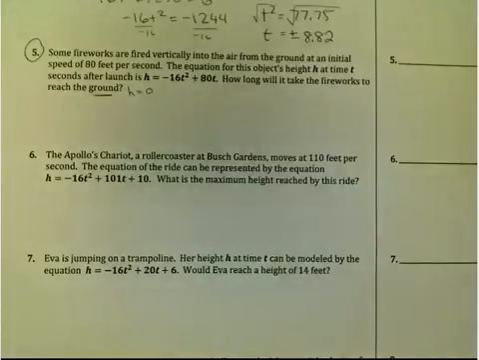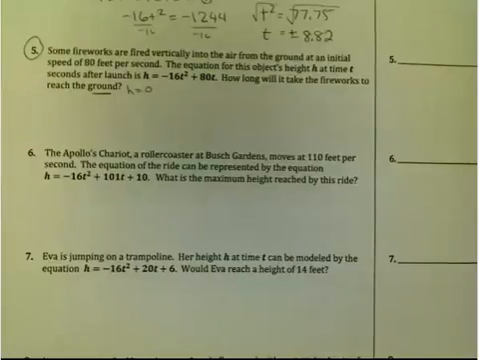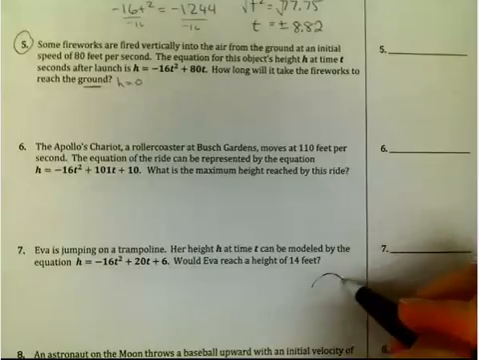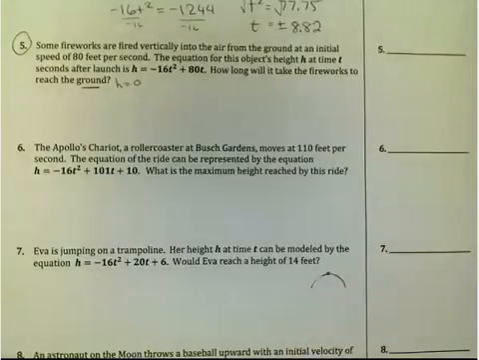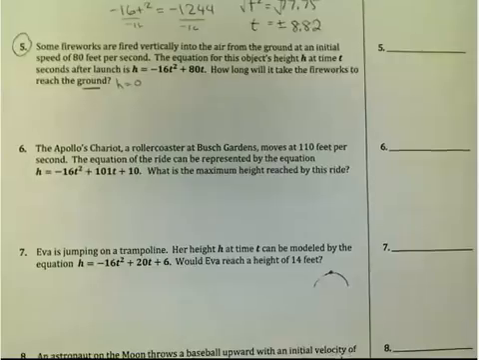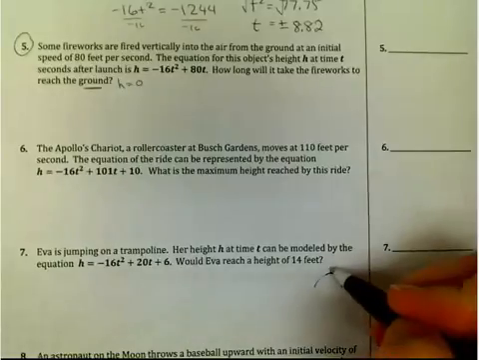All right, I'm going to jump down to number 7. It says Eva is jumping on a trampoline. Her height h at time t can be modeled by the equation. We're given the equation. Would Eva reach a height of 14 feet? So here, what we really need to find out is what is the max height she's going to reach. And then we want to see if it's above 14 or if it's below 14, then we can answer the question. So I want to find the vertex here then.